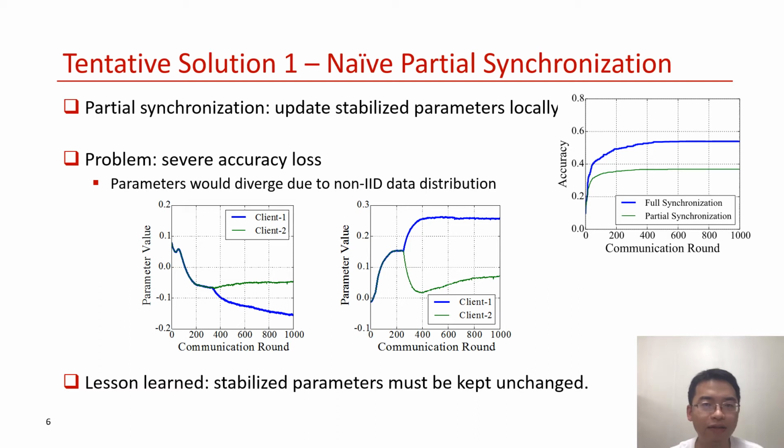As shown in the two figures, if we update the stabilized parameters only locally, on different clients their values would diverge to different optimums. Therefore, the first lesson we learn is that stabilized parameters must be kept consistent across different clients if they are not synchronized.